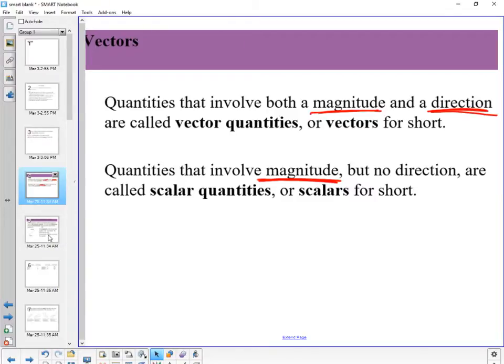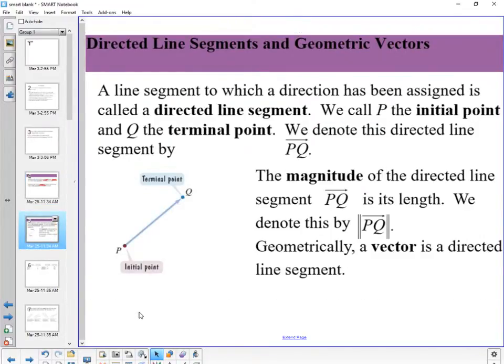How about some common sense vocab? A line segment to which a direction has been assigned is called a directed line segment. Where you started is called the initial point, and where you ended is called the terminal point. The magnitude of the directed line segment, and you can see kind of like ray notation. You guys remember rays from geometry? Very similar is the length, but we denote it by using the little double bars on the outside to tell you that it's a magnitude there. A vector is a directed line segment.